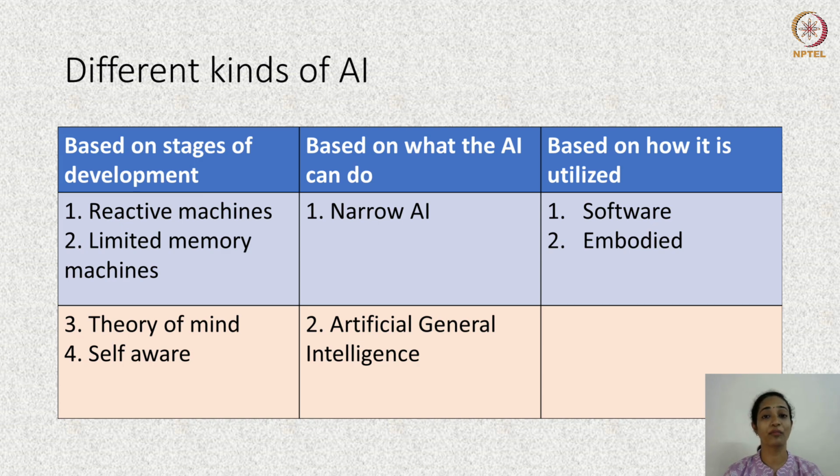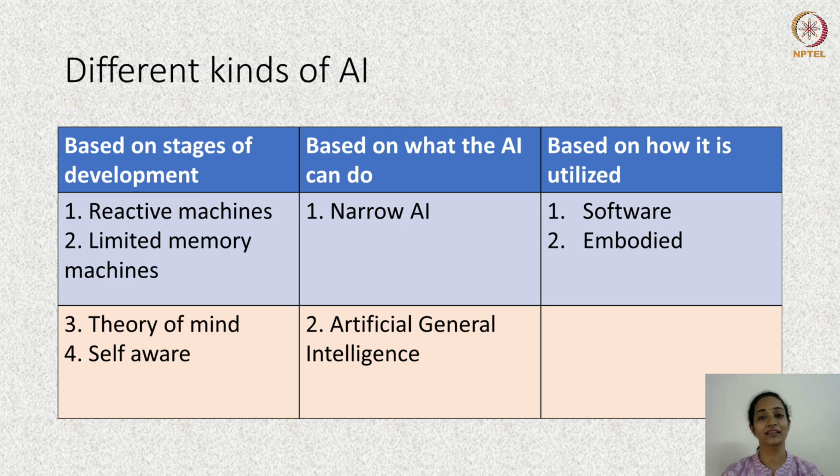Self-aware AI is very much like the human mind in the sense that it not only has its emotions and feelings, but it's also aware of itself as a being and can set its own agenda. So these are the different categories of artificial intelligence based on the stage of development the artificial agent is currently in. A more useful way of categorizing artificial intelligence is based on what the artificial intelligence can do.